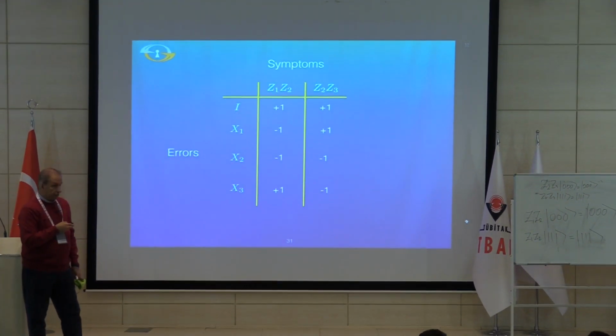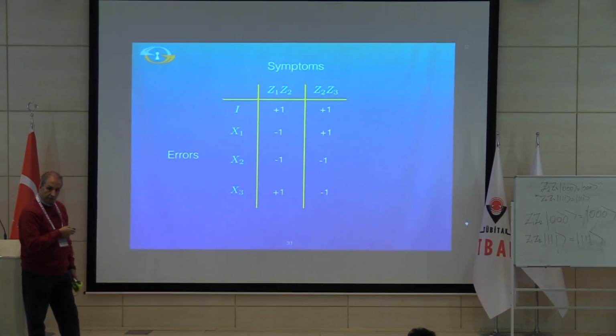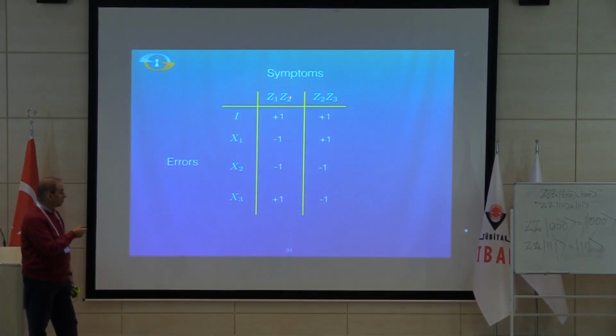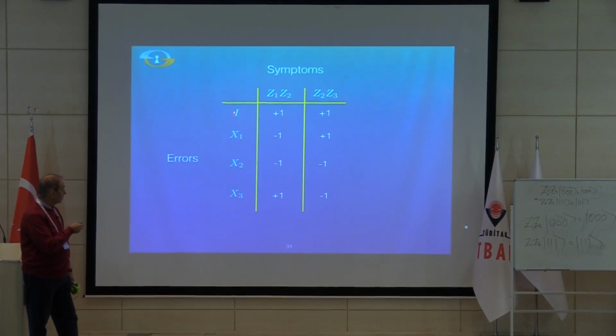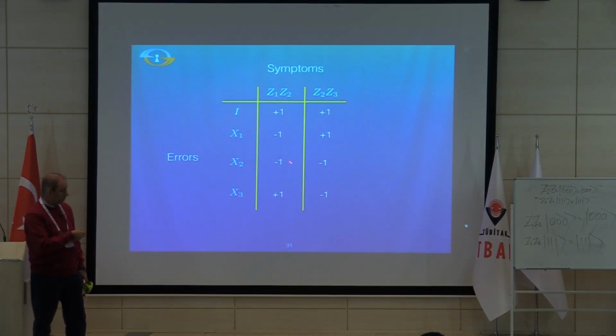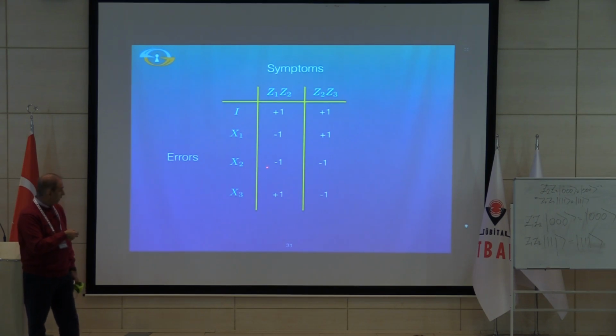These are the symptoms, the measurement, and these are the errors that have happened. There are 4 errors. I is a number. X1, the bit flip error on the first qubit, X2 and X3. And these are the symptoms. And as you see, all the symptoms are different.